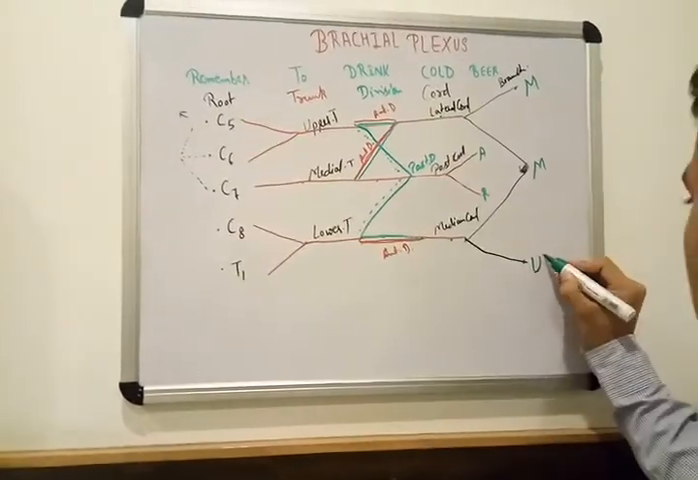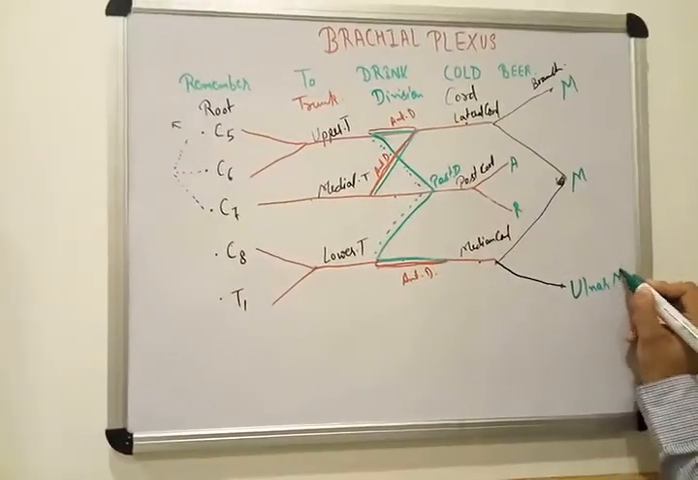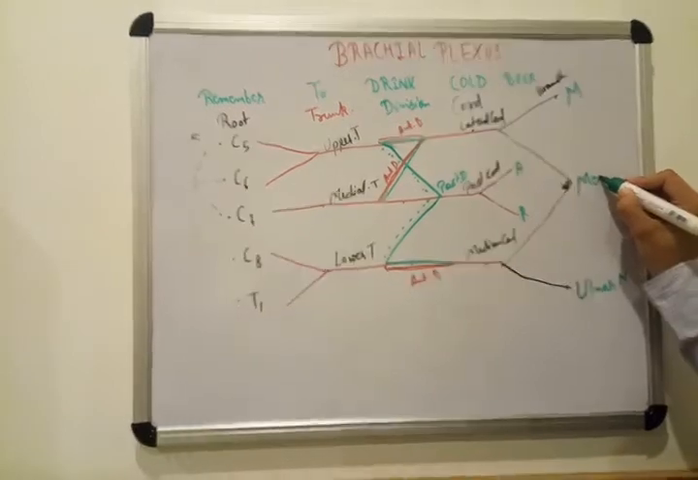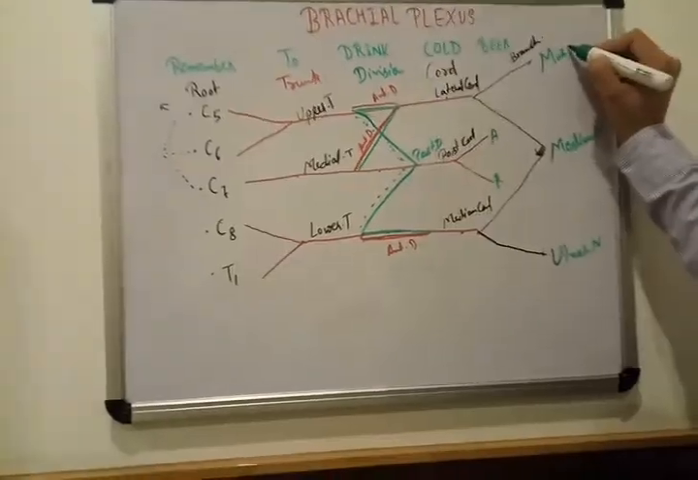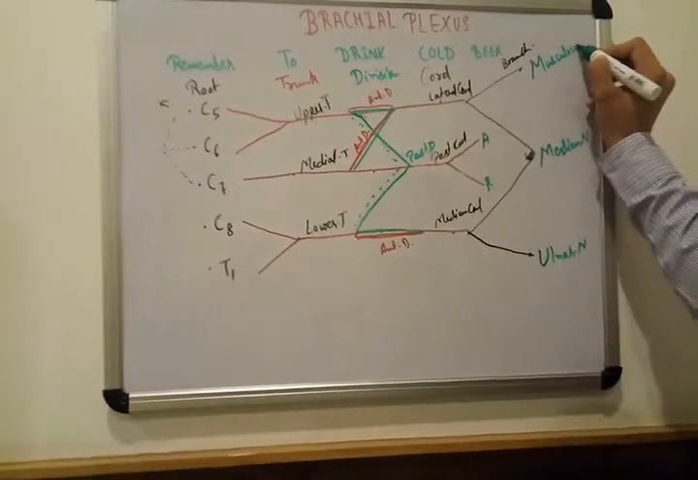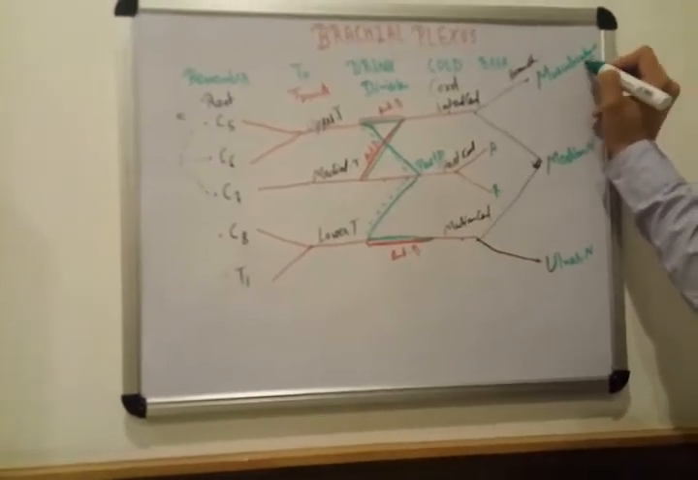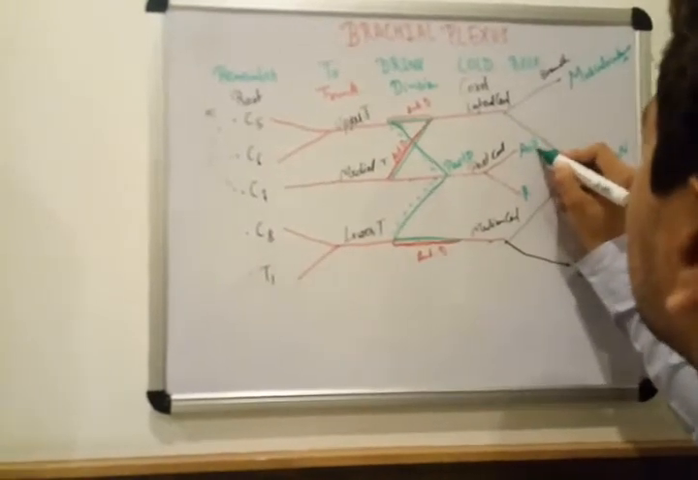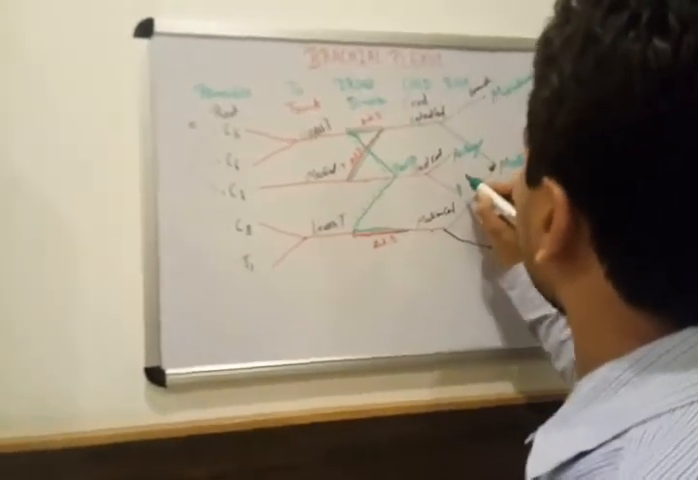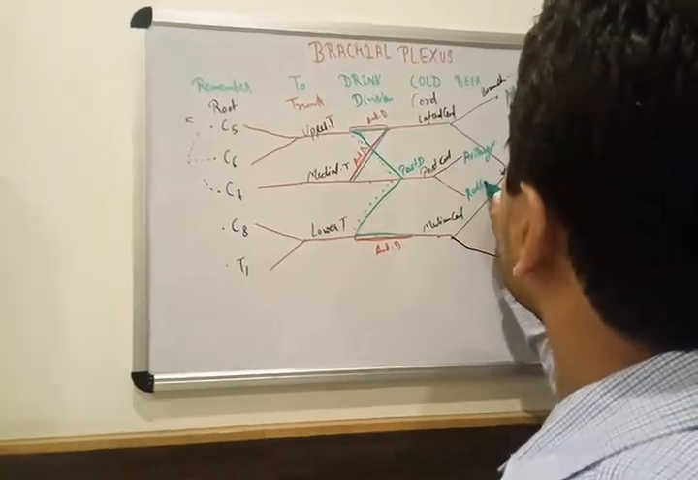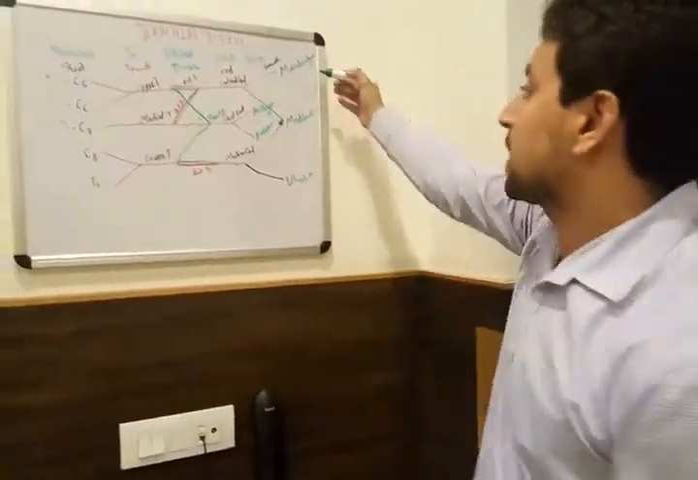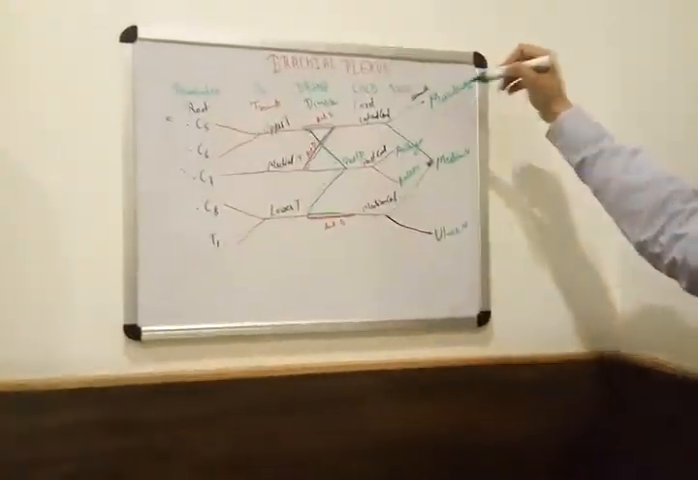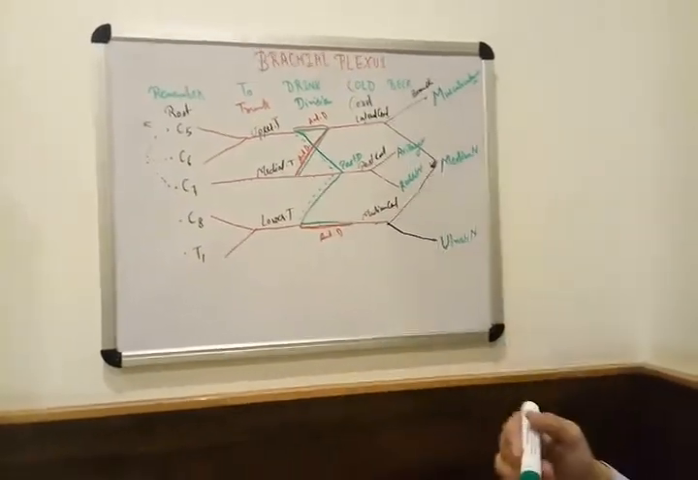This U is for ulnar nerve, M is for median nerve here, and this one is for musculocutaneous nerve. Okay, and A for axillary nerve, and R for radial nerve. Okay, so now I'm going to make it very easy, by which you are going to remember how many branches of lateral cord nerve supply. It's three, my dear friends.